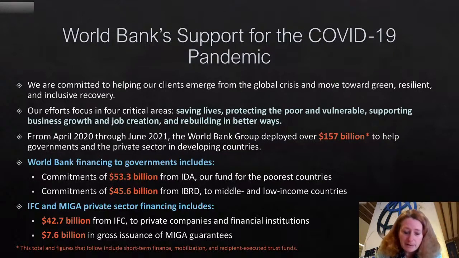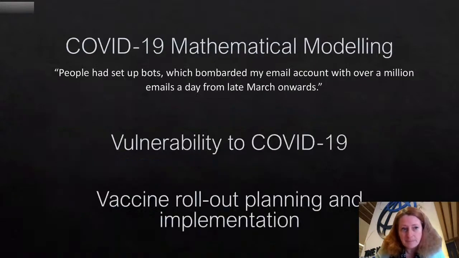Then came COVID. Just a little bit of background about the extent of the bank's support for COVID. As of the annual meetings this year, $157 billion to countries in a range of different areas, from saving lives, protecting the poor and vulnerable, supporting business growth and job creation, and rebuilding in better ways. That translated through the different institutions of the World Bank Group in commitments from IDA, our fund for the poorest countries, commitments from IBRD, our concessional financing mechanism for middle and low income countries, as well as financing through our private sector arm, the IFC, and loan guarantees through MIGA.